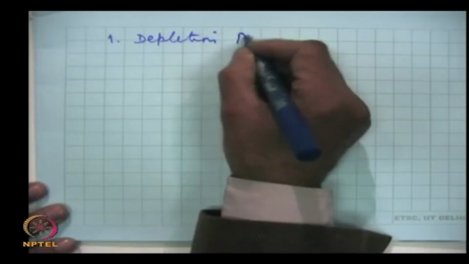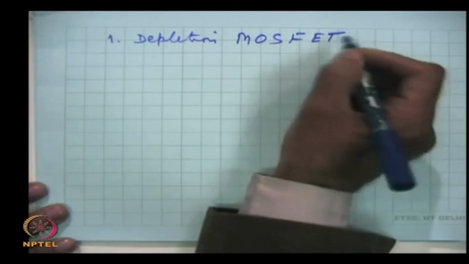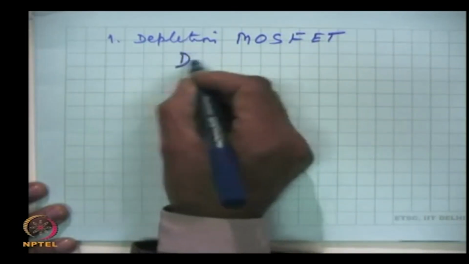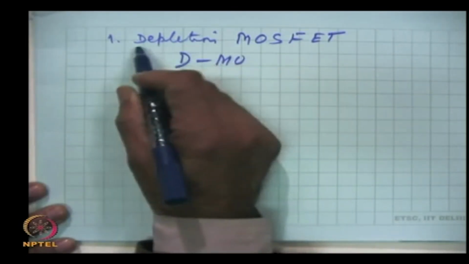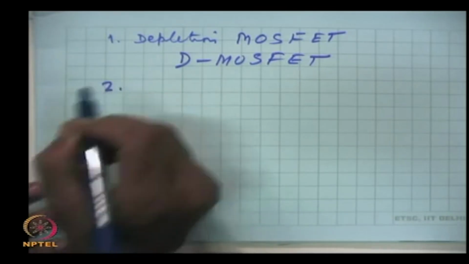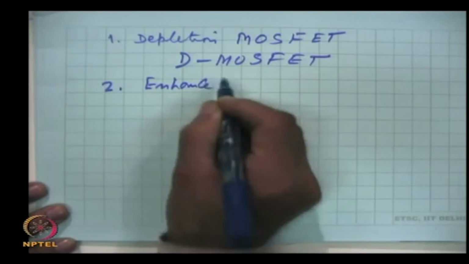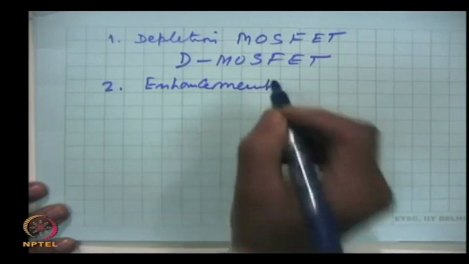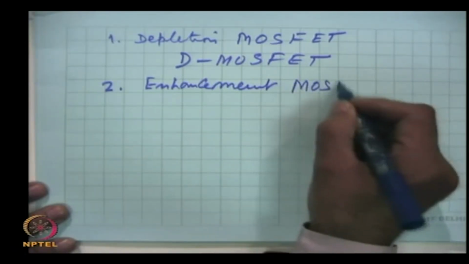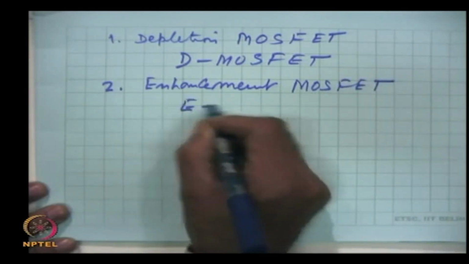Depletion MOSFET, often written as D MOSFET, D for depletion. And the second one, enhancement MOSFET, or simply E MOSFET.